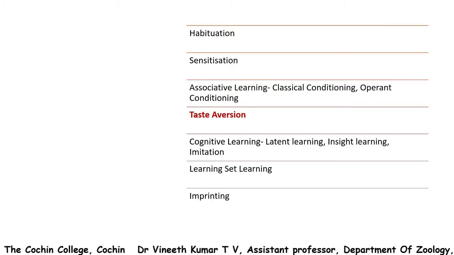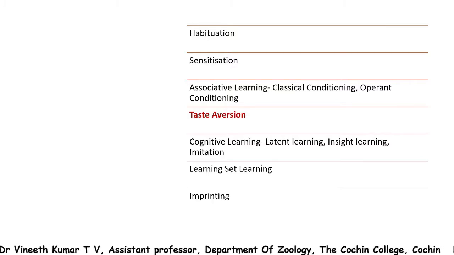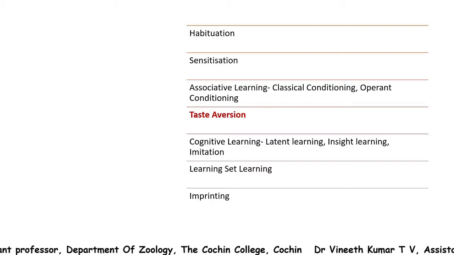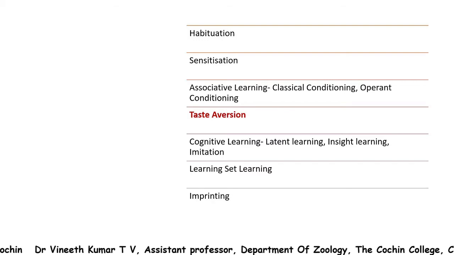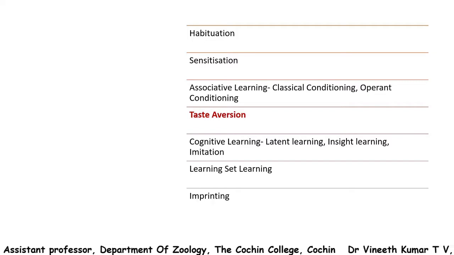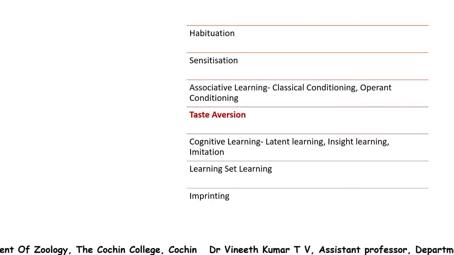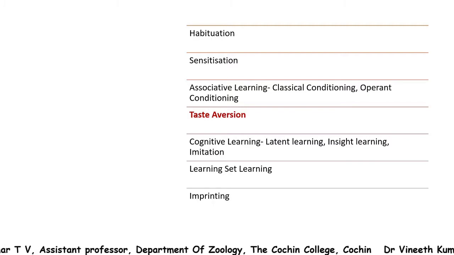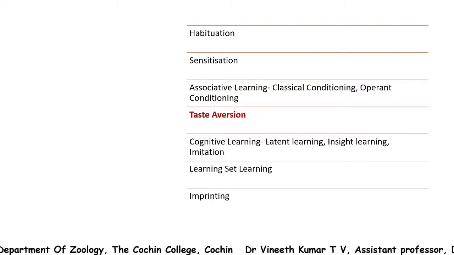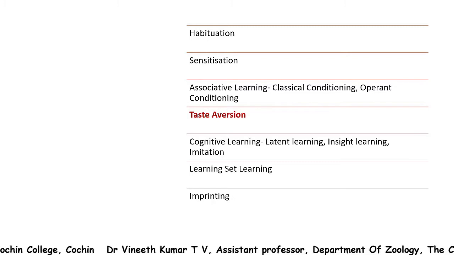In the previous session, we discussed four different types of learning: habituation, sensitization, and in associative learning, we discussed the famous classical conditioning and operant conditioning. In today's discussion, we are going to see the other types of learning. First, we'll see the type which is called taste aversion.